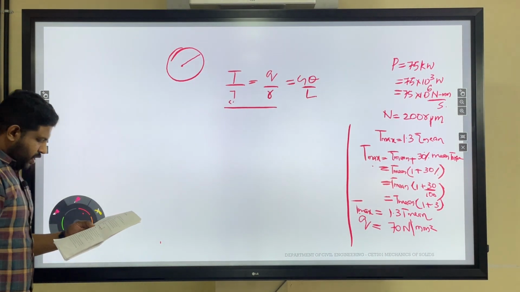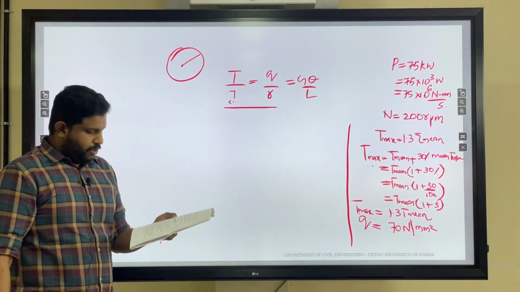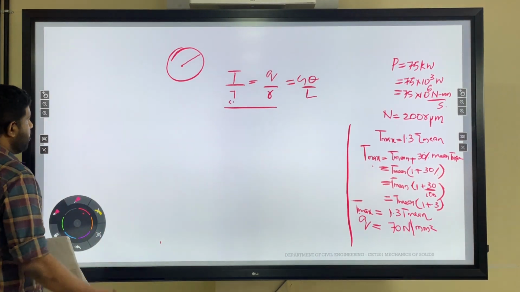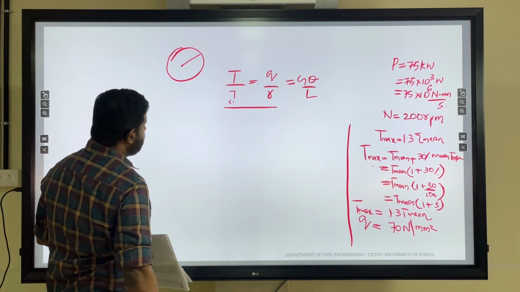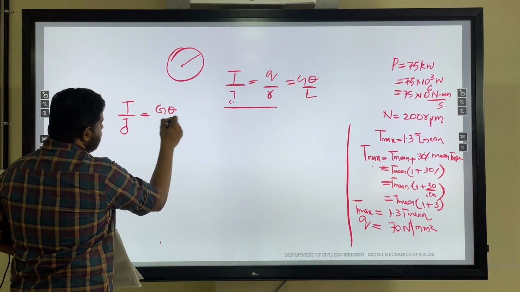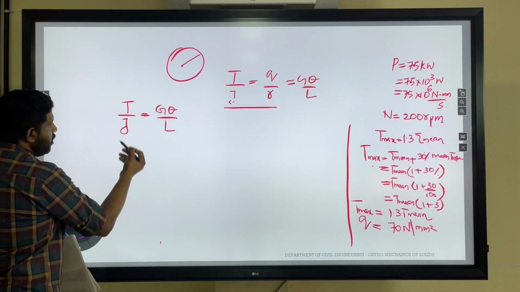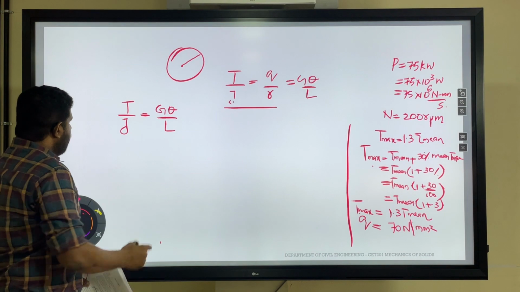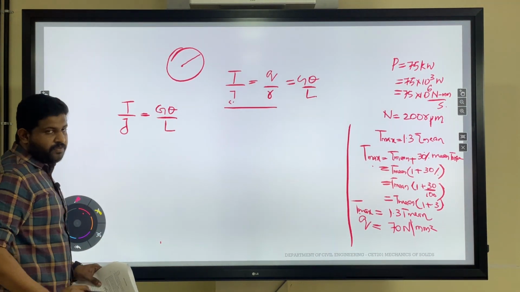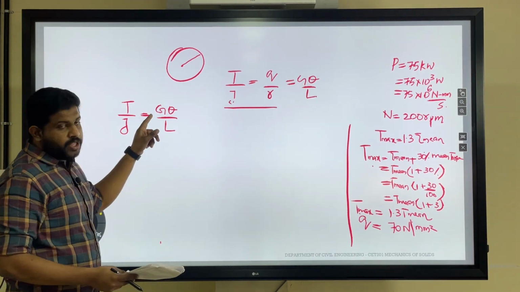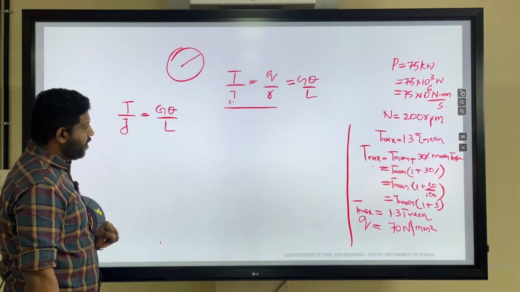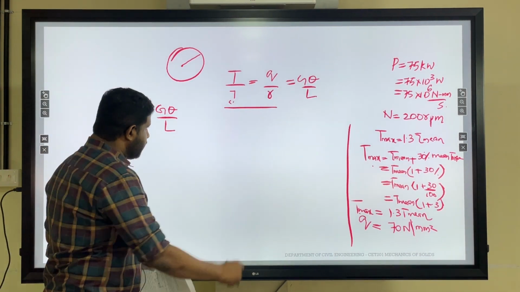Next part of the question is to also calculate the maximum angle of twist for a shaft of length 4 meter. So for that we can again use the torsional equation, that is T by J is equal to G theta by L. Okay, so here the T value is already known, the J value we now know because the diameter of the shaft has been calculated. G is the modulus of rigidity, theta is the angle of twist, and L is the length of the shaft. The modulus of rigidity value is given in the question.